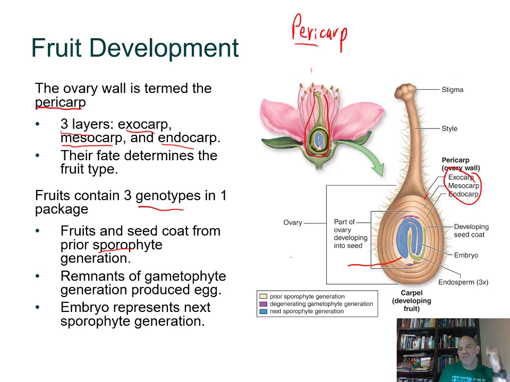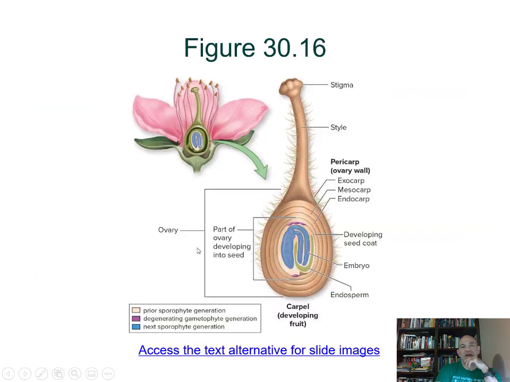Then the purple color stuff are some remnants of the gametophyte generation. So remember the sporophyte and the gametophyte, which was formed within the ovule, the egg was produced there, and so on. And then the other generation that you have in there is the next generation sporophyte, which is colored in blue. That's your embryo. That's the new generation sporophyte. So you have basically 3 generations in one package there. Okay, so that's a way to think about it.